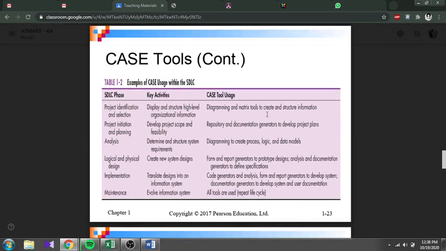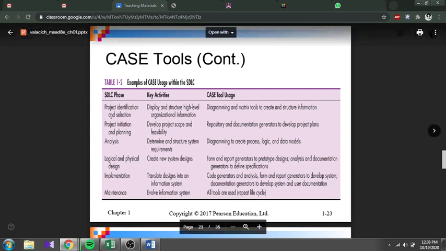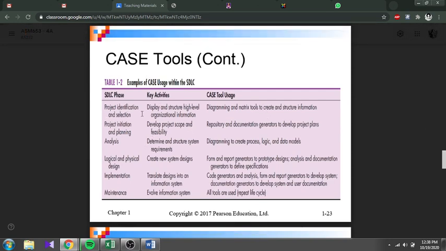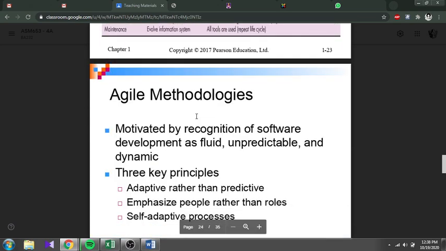Okay, I think you just read this one, but this is an example of CASE usage within the SDLC. What are the phases? Project identification. The key activity is to structure high-level organizational information, and what they use in CASE is diagramming and matrix tools. Okay, I want to share with you in a moment.